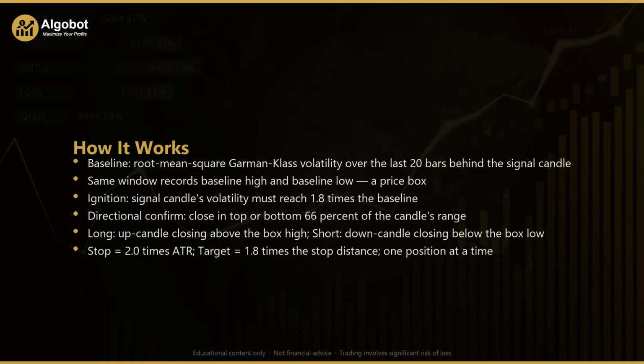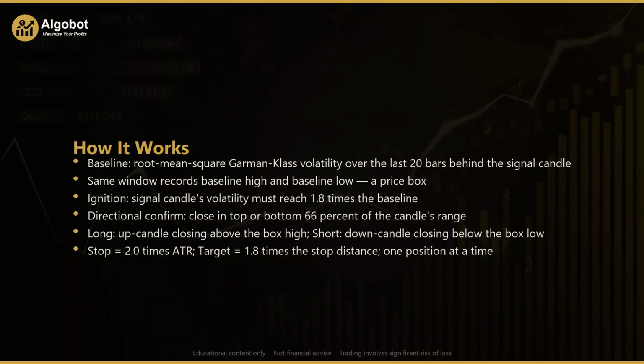The EA only evaluates its rules once per bar, at the moment a new candle opens and the previous candle has fully completed. That completed candle becomes the signal candle. First comes the baseline. Looking at the block of bars sitting behind the signal candle, by default the last 20 of them, the strategy computes the Garman Klass variance of each bar and takes the square root of the average. This gives a single number, the baseline volatility, representing the market's normal energy over that window. At the same time, it scans those same bars for the highest high and the lowest low, and stores them as the baseline high and baseline low. Together, these two prices form a box around recent price action.